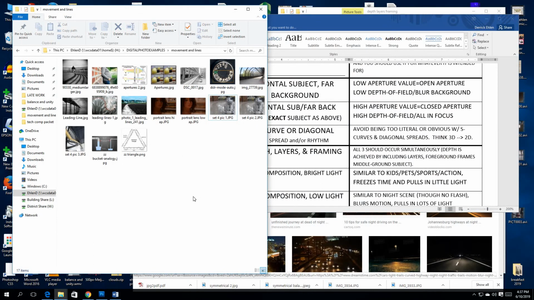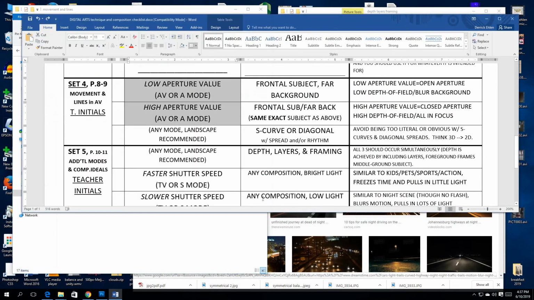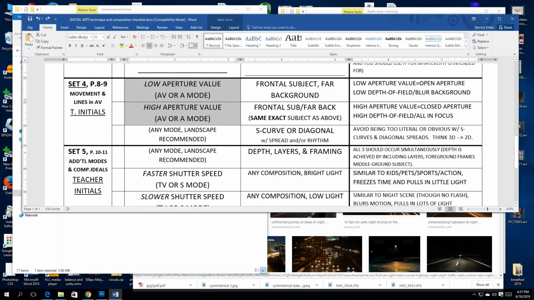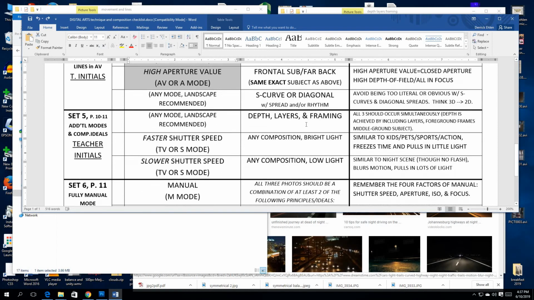Okay, that about covers it for aperture and shutter speed, sets 4 and 5. For set 4, you're taking 3 images. With the aperture ones, I'm not too concerned about movement in lines, so for the third one I don't care what mode it is, but you're going for S-curve or diagonal with spread and or rhythm. So at least 2 of those things you could try for all 4. With your aperture pictures that's less important, although I definitely did it here with this curving line and it's spreading out. But with your aperture pictures, you've got to be able to see far into the background with a frontal subject and take the same picture twice so you can see the difference.